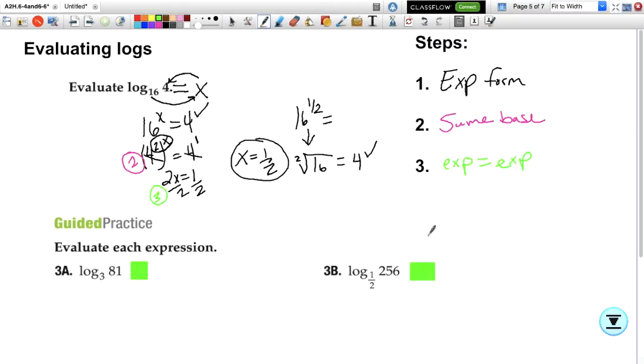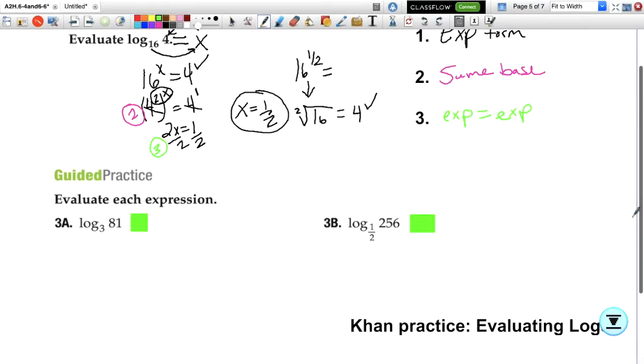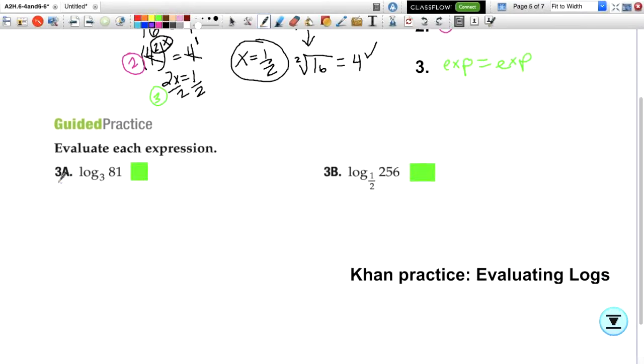So take a second right now, pause the video, and give each of these a go. So in this first one, I'm going to actually talk you through this because we haven't done a lot together, and then you'll hop on Khan for your first homework piece, which is evaluating logs. We're going to do all 3 steps for this one and all 3 steps for that one. So I'm going to start by writing it in its exponential form. It's going to be 3 to the who knows what power equals 81.